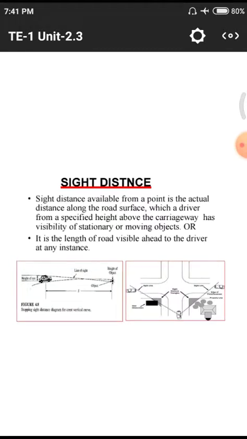First of all, we have to know the sight distance. Sight distance is the actual distance available from a particular point along the road surface, over which a driver, from a specified height above the carriageway, has visibility of stationary or moving objects.